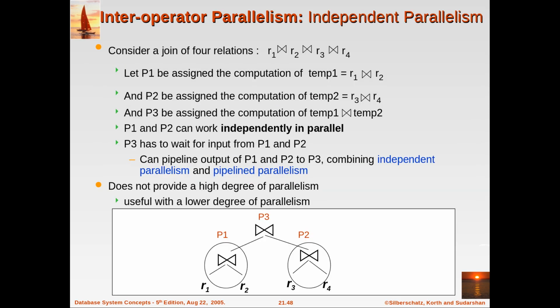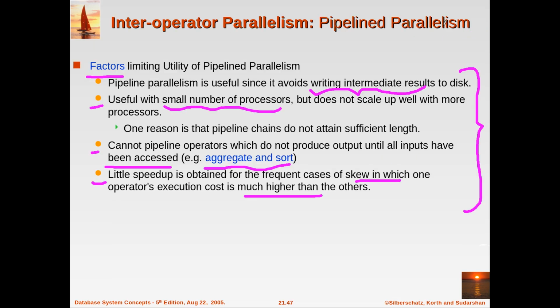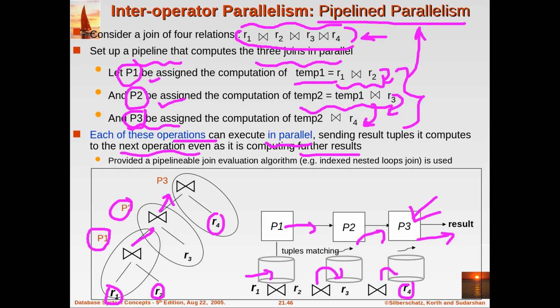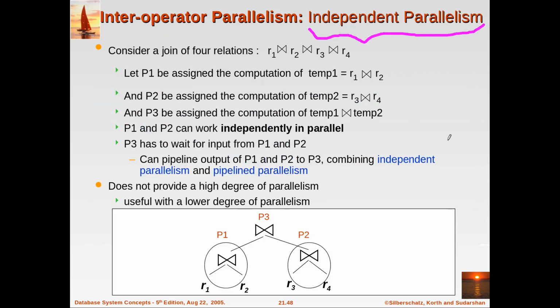So the second method of applying inter-operator parallelism is independent parallelism. Independent parallelism means different, independent operations are executed independently on different processors. In the previous case, all these operations were dependent. The second processor depends on P1, the third processor depends on P2. So there is a dependency in pipelined parallelism. But in the case of independent parallelism, we do not have any dependency on other processes.